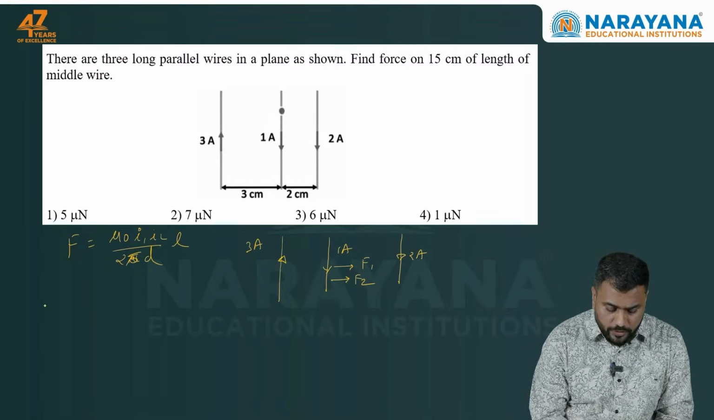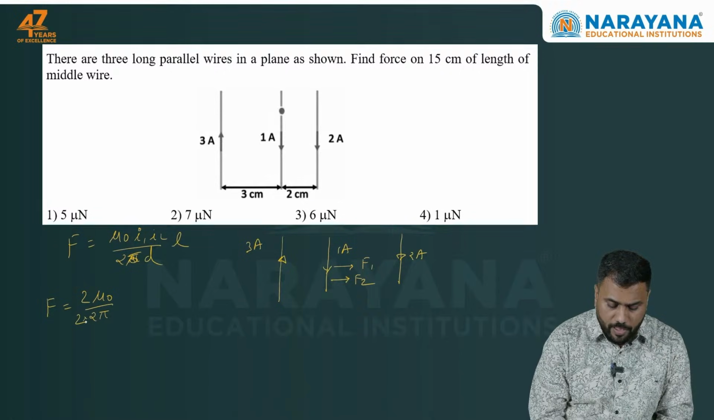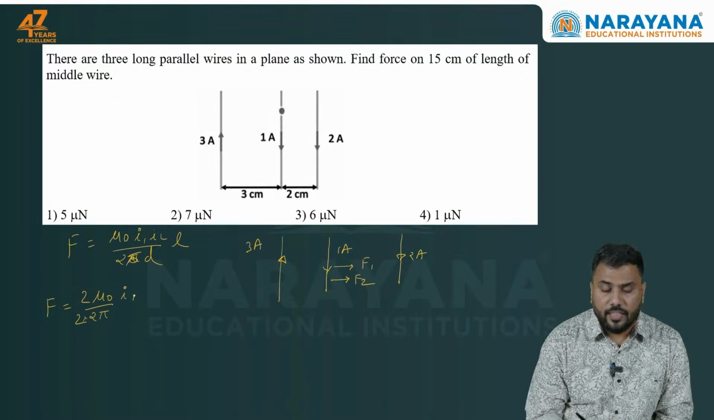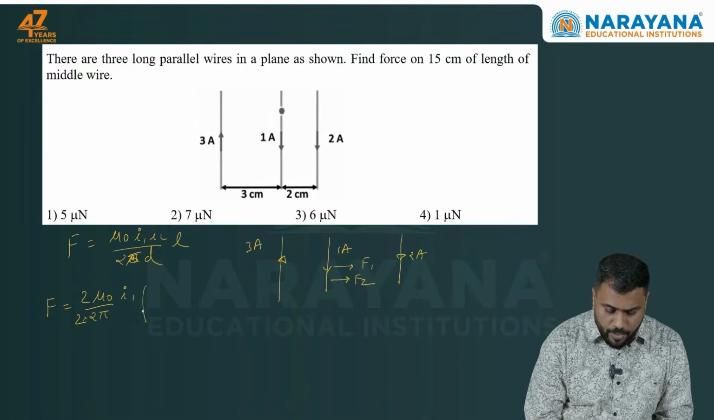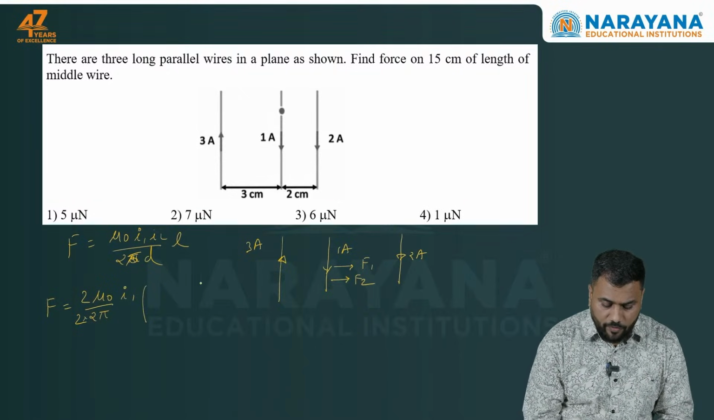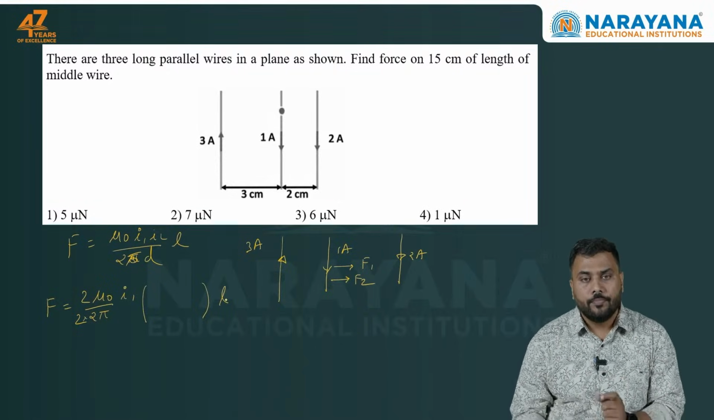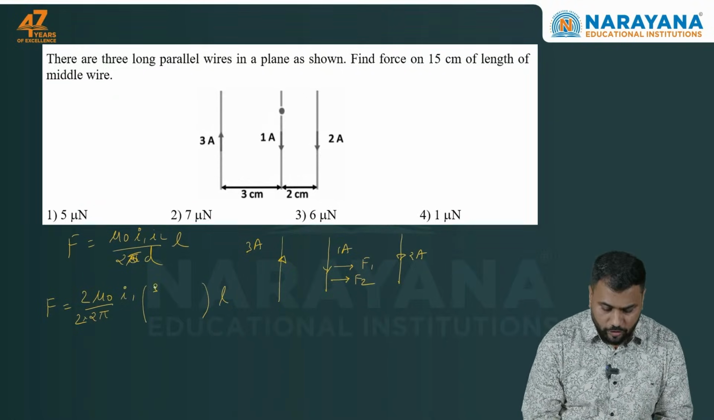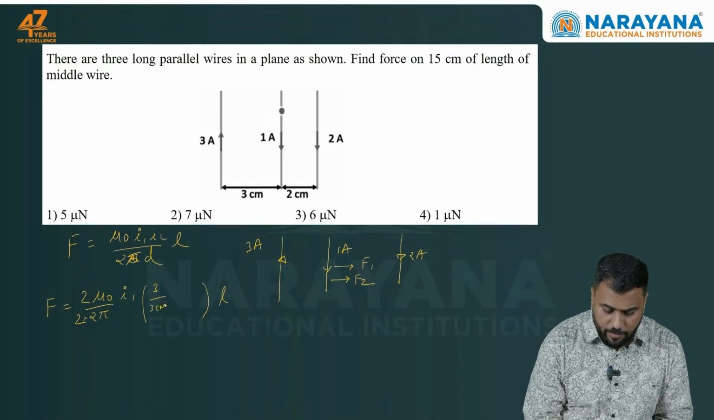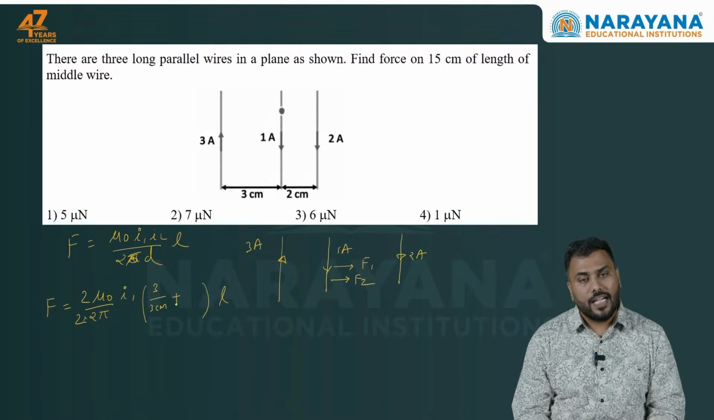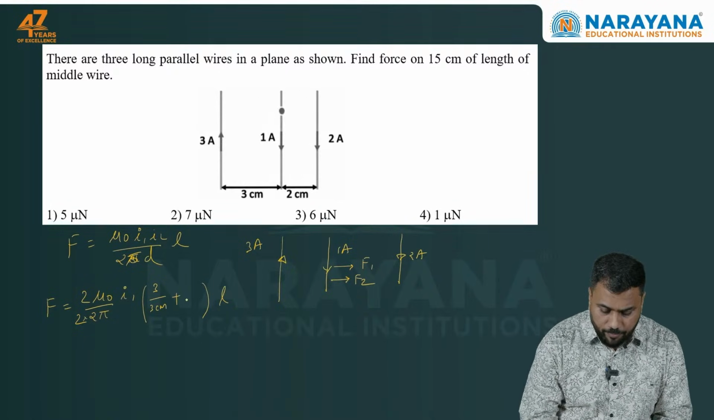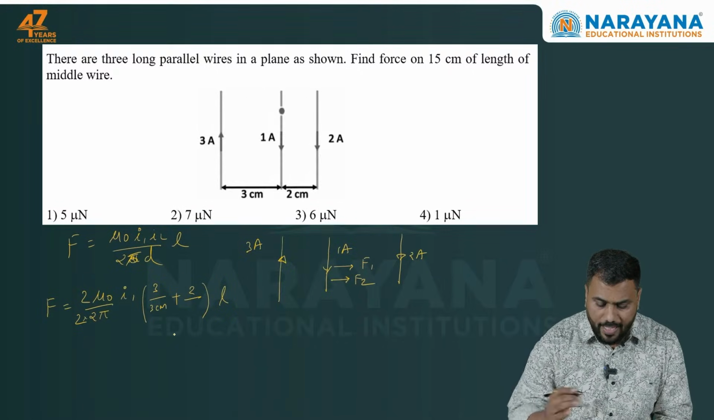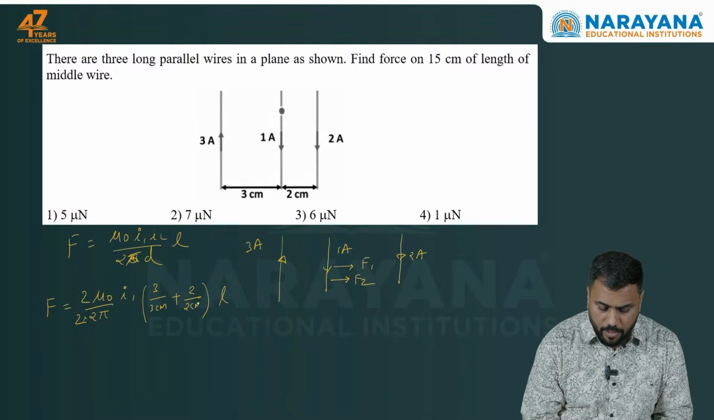So if I use this relation and add up the forces, I will take this mu naught by 2 pi expression common. Let us multiply by 2 and divide by 2. I1 is the current in the middle wire, I am taking that as common, and the length L of the wire I am going to write outside here. The current in the first wire, on the leftmost side, is 3 ampere at 3 centimeter distance. The forces are added, that's why I am putting a plus sign in between. And there is a 2 ampere current in the rightmost wire, at 2 centimeter distance.